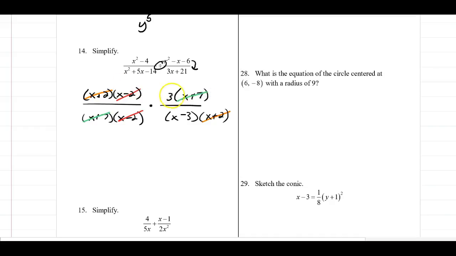And so now I'm looking to see if I can cancel anything else. I have the 3, and I have this 3, but this 3 is attached to the x with subtraction, so that can't be canceled. And so my final answer is just 3 over x minus 3.